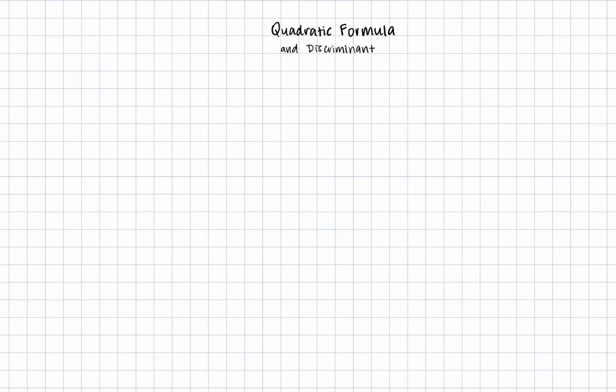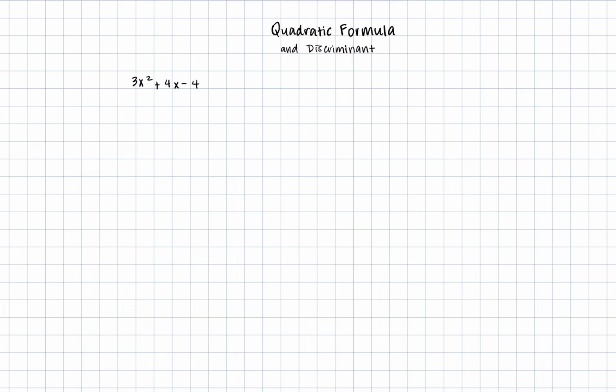Hey guys, in this video we're going to be talking about the quadratic formula and discriminant. In the previous videos we've talked about solving by factoring. So let's just take an example, like 3x squared plus 4x minus 4.